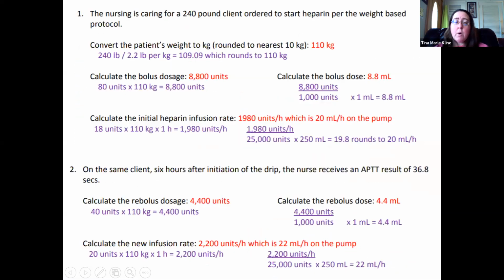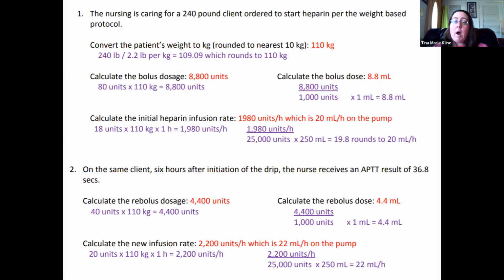All right, so here the APTT result was 36.8. So if I looked at that protocol, I need to rebolus the patient and I need to adjust the rate. So the rebolus rate is a little bit less.